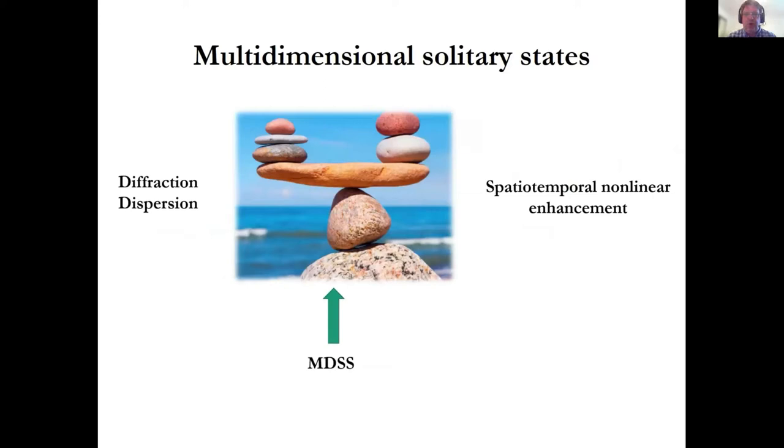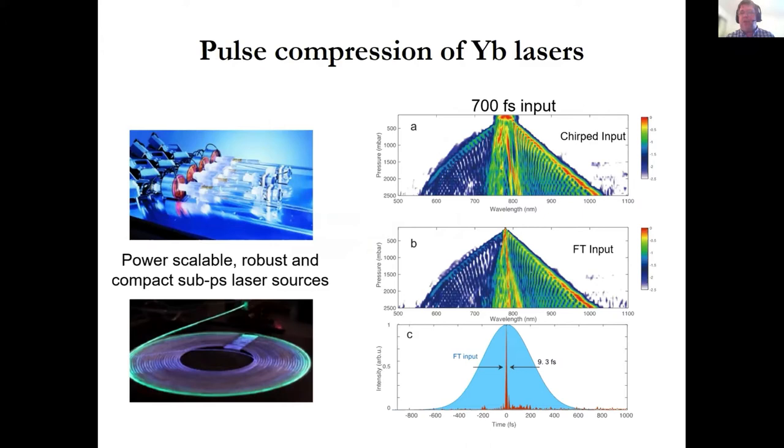So how does it work? Basically, the generation of MDSS comes from the balance between diffraction and dispersion, and this balance is made by the spatio-temporal nonlinear enhancement due to the combination of multiple modes in the propagation of the MDSS. In terms of outcome, we can use this technique to compress ytterbium lasers. We have already some preliminary results. And then I believe that this will become a unique driver for high harmonic generation.